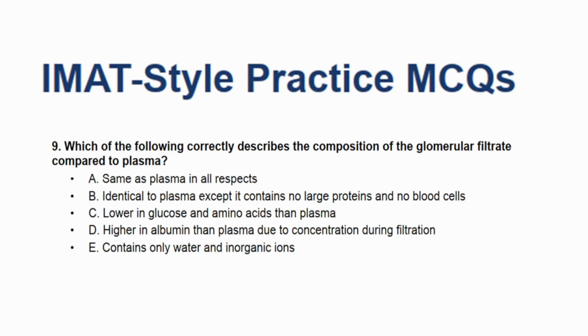Now let us examine the fundamental physical constraints that dictate exactly what enters this entire system. The entire architectural purpose of the glomerular basement membrane is to establish a rigorous mechanical and electrical checkpoint that keeps structural proteins and cellular elements locked inside the systemic circulation. Question 9 reads, which of the following correctly describes the composition of glomerular filtrate compared to plasma? Options are given below, and to answer it, we need to talk about the glomerular filtration barrier.